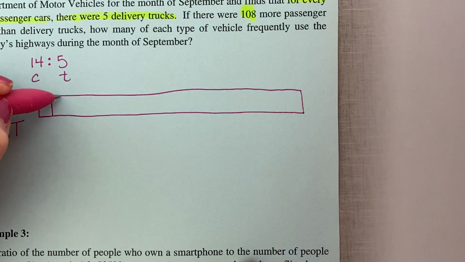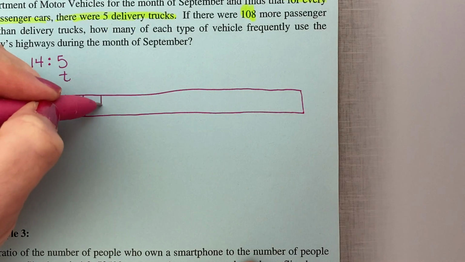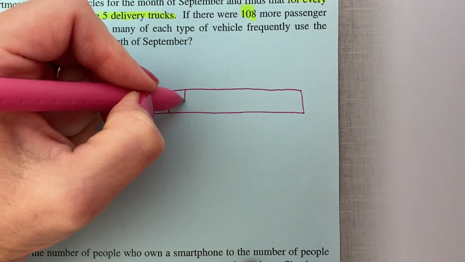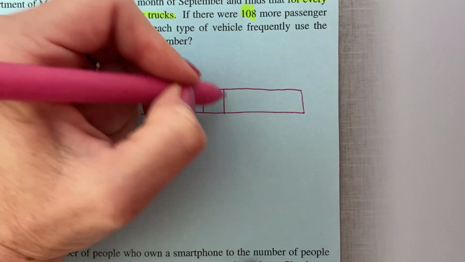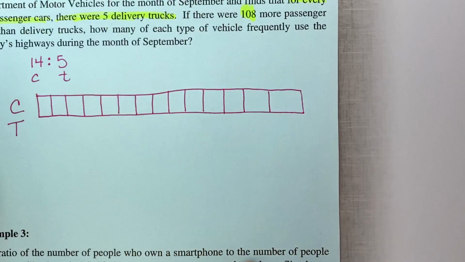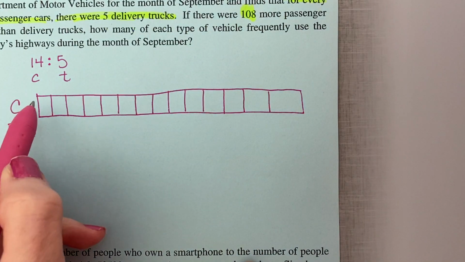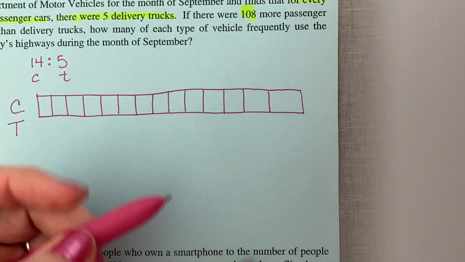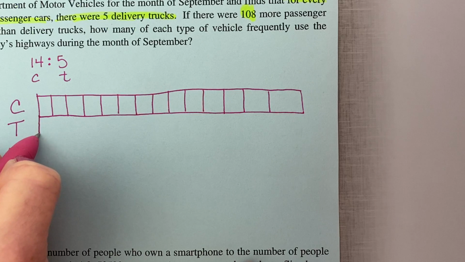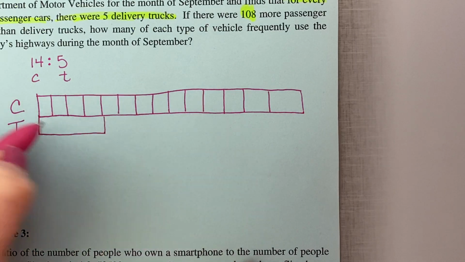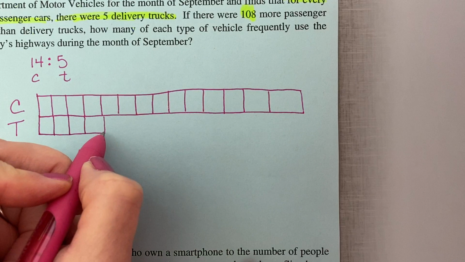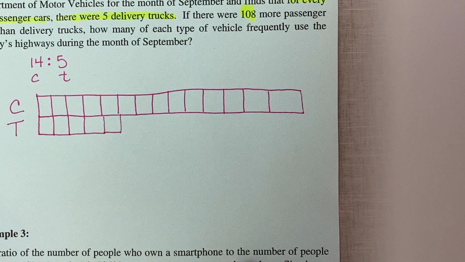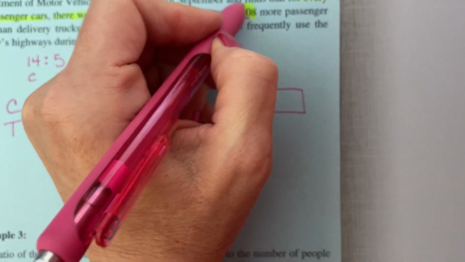Okay, we have 1, 2, 3, 4, 5, 6, 7, 8, 9, 10, 11, 12, 13. I believe that's 14. Double check me. 1, 2, 3, 4, 5, 6, 7, 8, 9, 10, 11, 12, 13, 14. Trucks will be much easier. I just need 5. That should do it. 1, 2. Oh, nope. 1 short. 1 more. 5. 1, 2, 3, 4, 5. Perfect. Now, where does this 108 come into play?